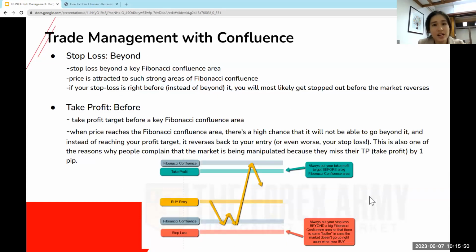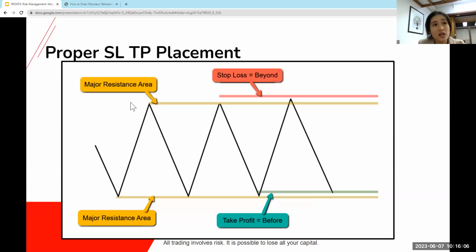So I'll just let you guys take a look before we move on. For stop loss, we will place it beyond. So if a Fibonacci confluence is your support level, we place it under. Now, if your stop loss is a resistance area, we will place it on top of it.